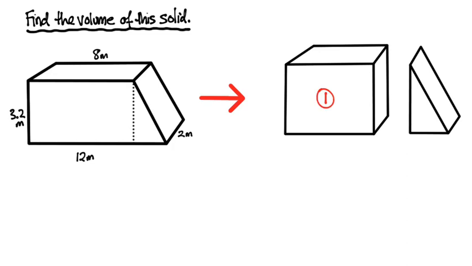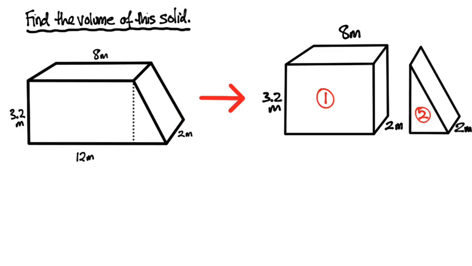Let's call this piece 1, and we can work out the volume by looking at the dimensions, which we've just simply taken from our previous shape here. So a height of 3.2, 8 meters across the width here, and the depth being 2 meters.